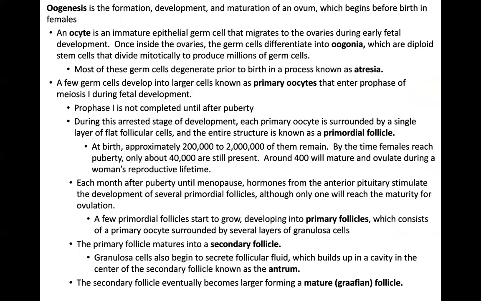So the production of sperm was spermatogenesis. Here, the production of eggs is oogenesis. Now, we just talked about spermatogenesis about 10 minutes ago, so that's fresh on our minds. I will be honest, though, oogenesis is infinitely more complicated than spermatogenesis. There are a couple of different reasons why. Oogenesis is defined as the formation, development, and maturation of an ovum.